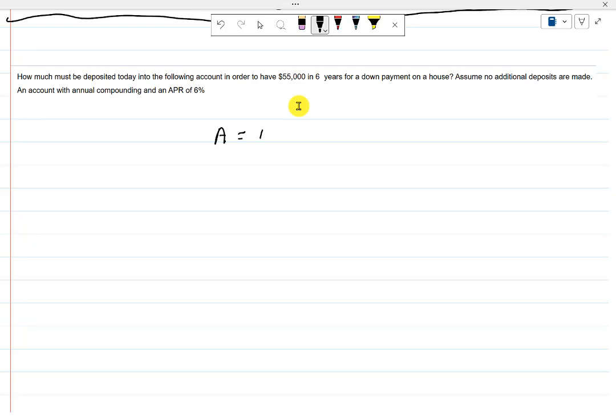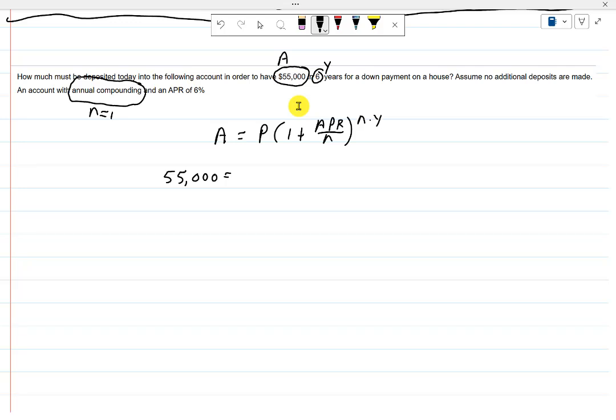So let me put the formula back up here for a second. And let's see what we have. This right here is A. That's how much we want to have at the end of the 6 years. 6 years, so there's our Y right there, is our 6. Down payment on house, assume no additional deposits are made. Annual compounding, that's N equals 1. And then there's the APR. So let's put all those numbers in.